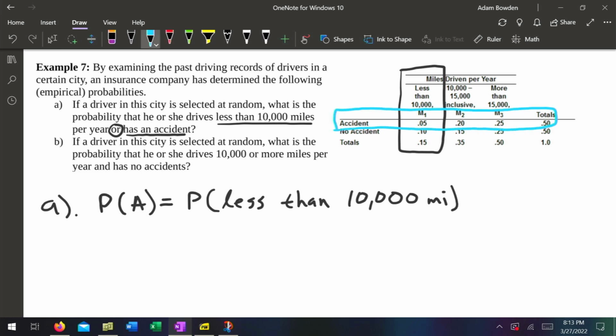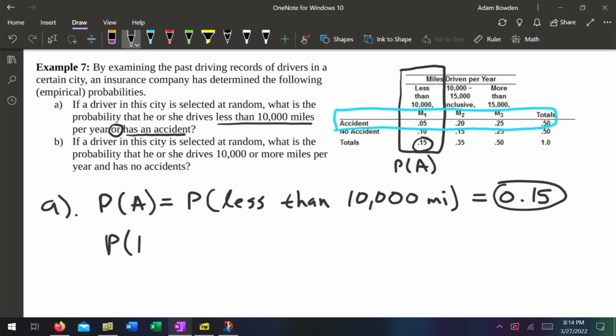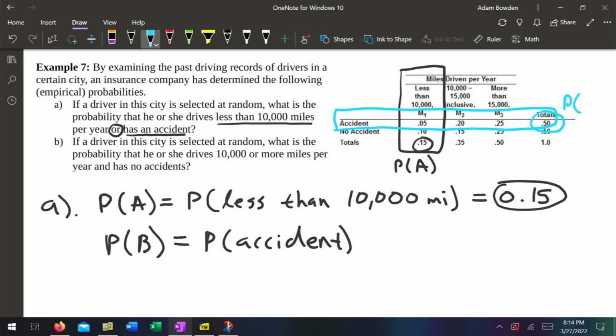And so the probability of A is 0.15. That's the total for less than 10,000 miles. And then we're going to talk about the probability of B, which would be the probability that someone had an accident in this data. And the probability of B is over here, 0.50.